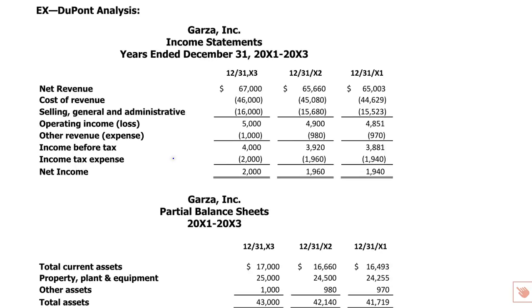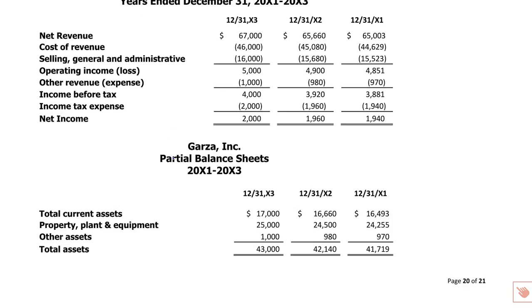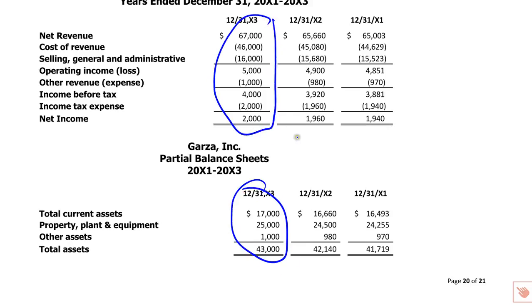Okay, we're going to look at this Garza Incorporated and do just a brief example. A bunch of numbers on this slide, but we're going to deal with the 2003 here and here. So you can flip back and forth, obviously, but we're going to deal with the 67 and the 2000. And for the total asset turnover, we're going to have to go back a year.